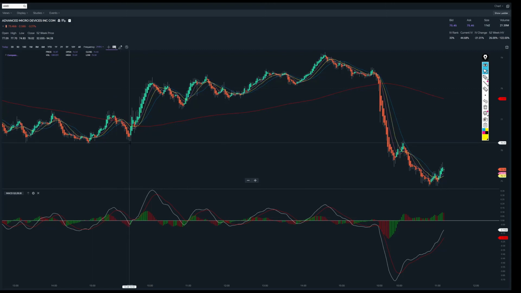This is yesterday's price action, the 29th, all of this, and this is today, the 30th. You can see that relationship play out.